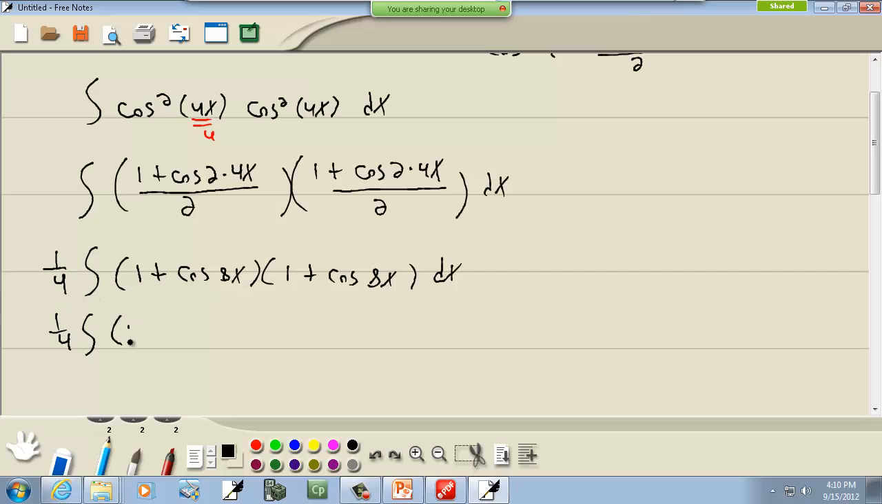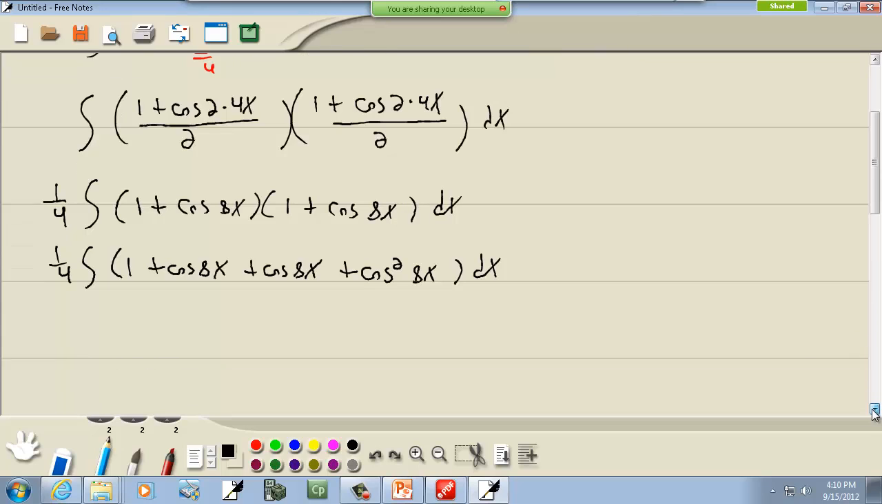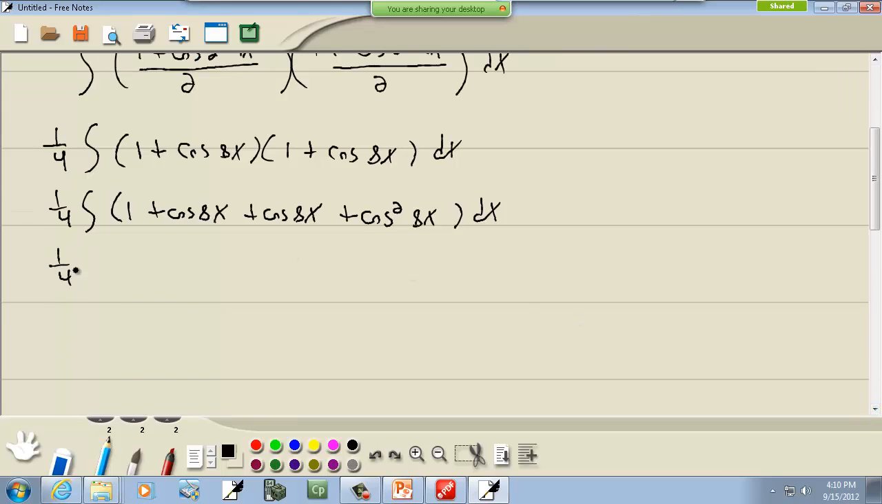Well, 1 times 1 is 1. 1 times cosine 8x is cosine 8x. Cosine 8x times 1 is cosine 8x. And cosine 8x times cosine 8x gives us cosine squared 8x. So this gives us 1 plus cosine 8x plus cosine 8x is 2 cosine 8x plus cosine squared 8x dx. Well, we've got another problem. We're left with a cosine squared, and we can't have that.